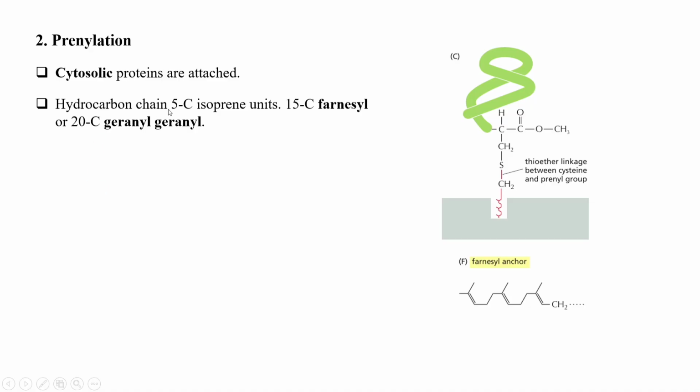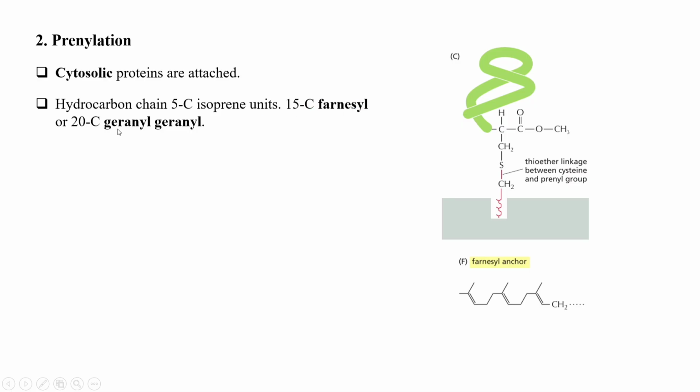prenylation, hydrocarbon chains of five-carbon isoprene units are attached to the protein. A 15-carbon farnesyl or a 20-carbon geranylgeranyl group is not a fatty acid, but a hydrocarbon chain attached to the proteins. This five-carbon isoprene is the unit. When three of these five-carbon units attach, they form a farnesyl group.